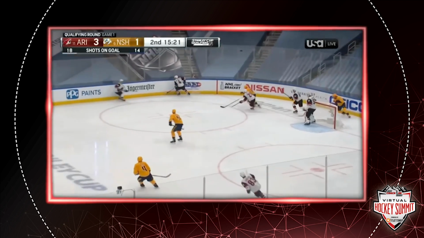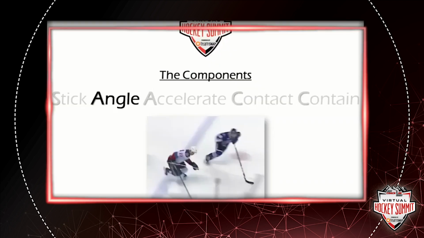And we can see a pretty easy breakout here for Arizona. So a lot of good there and very well intentioned, but there may be some extra things we could do as F1 to help us get the puck. Moving now to the angle.